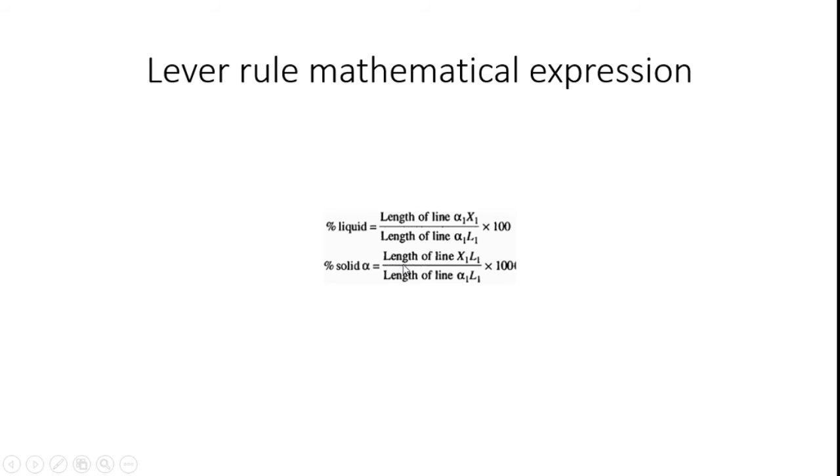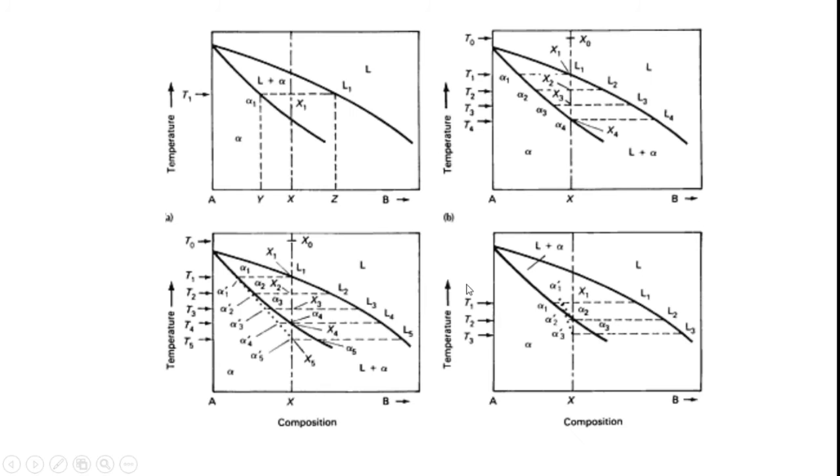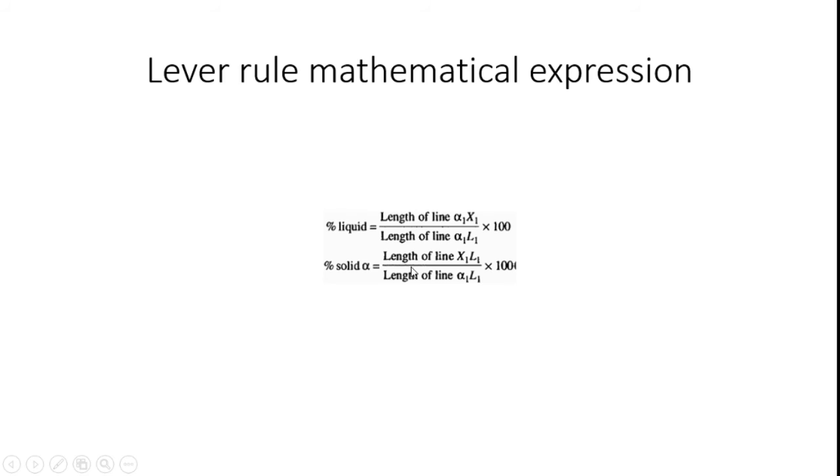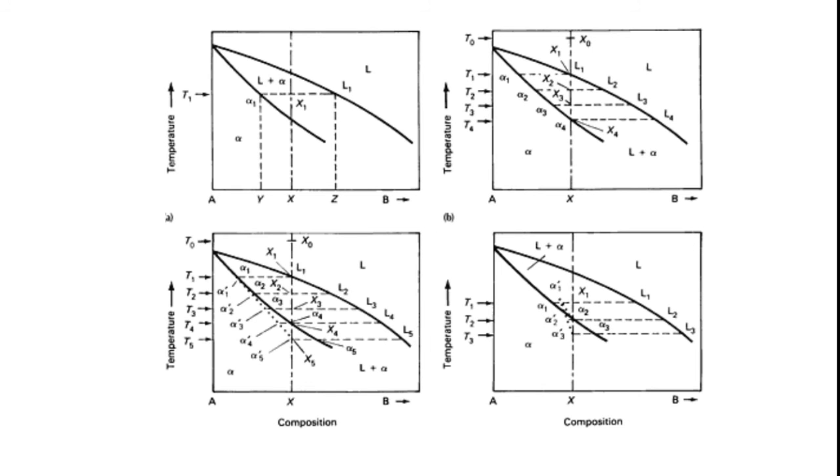Here, percentage of solid, alpha, is equal to the length of line x1 L1 over the length of line alpha 1 L1. Here you know x1 to L1, x2 to L2, after that alpha 1 to L1, alpha 2 to L2, alpha 3 to L3. Likewise, now you can understand. So we can get the percentage of solid alpha from the solid solution from this mathematical expression: length of line x1 L1 divided by length of line alpha 1 L1, into 100. These are all the formulas we can utilize to identify the percentage of solid and the percentage of liquid available in the solid solution from the phase diagram.